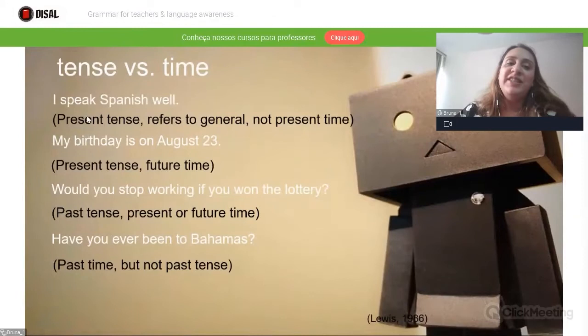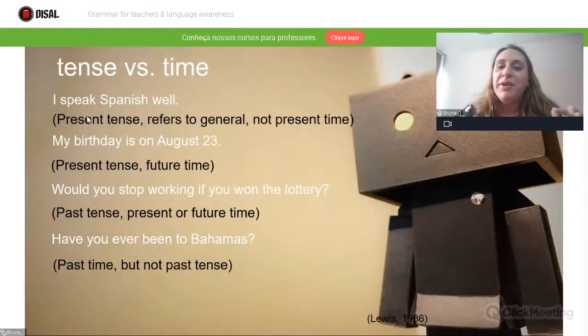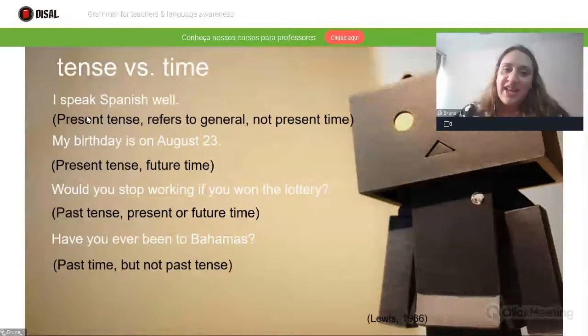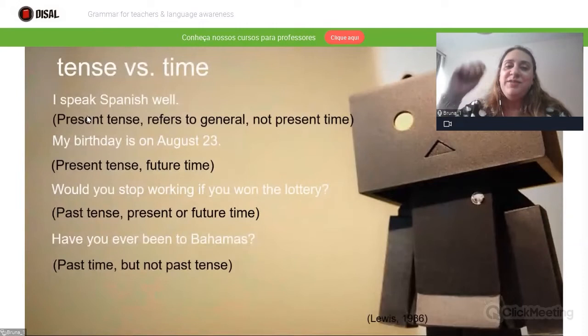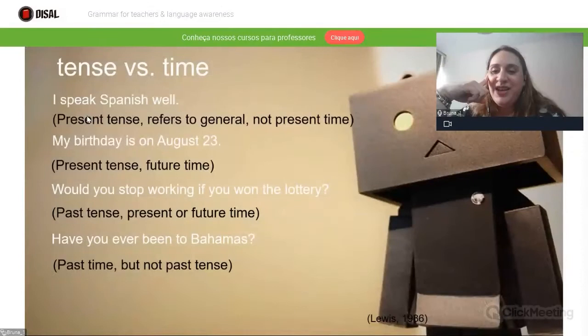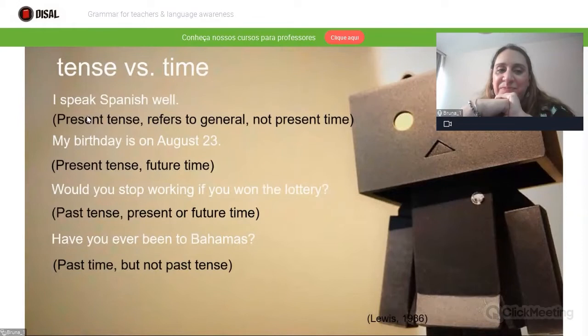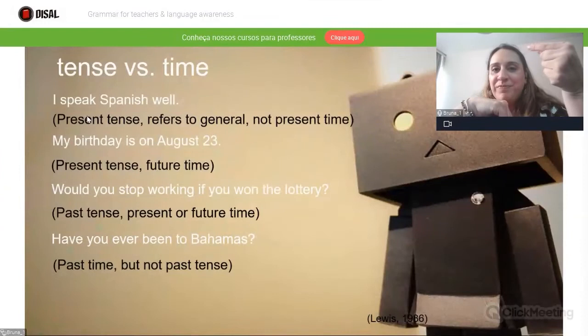The second one, my birthday is on August 23rd. It is present tense because I'm using is, the verb to be. However, it's future time because August is just happening again next year. So future time. The third one, would you stop working if you won the lottery? This won is past tense, but it represents present or future time.